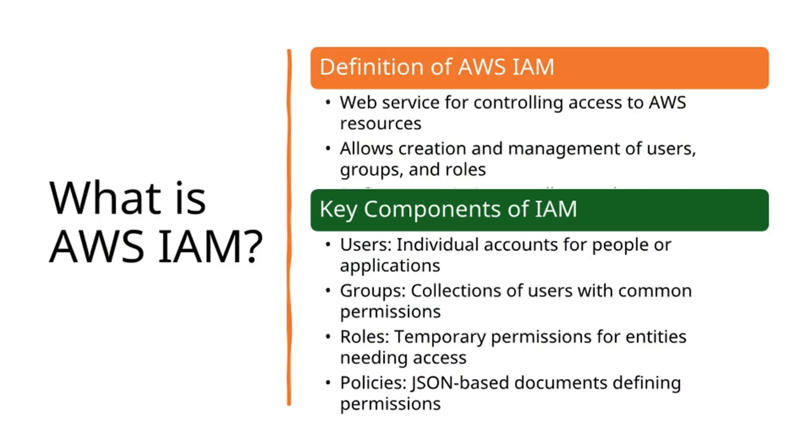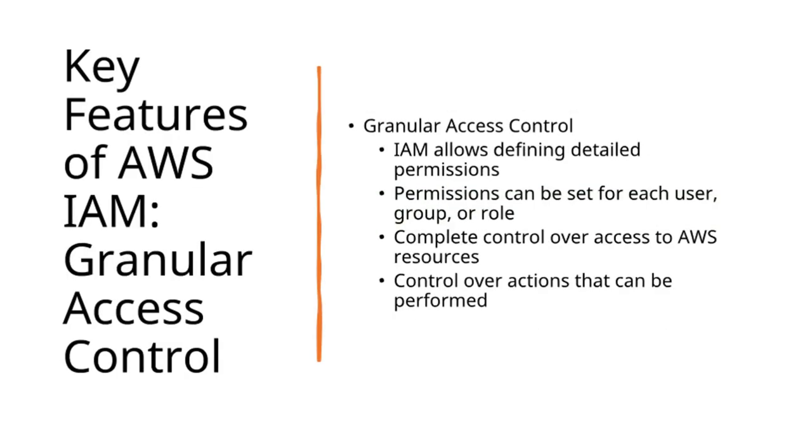AWS IAM is a web service for controlling access to AWS resources. It allows you to create and manage users, groups, and roles, and define permissions. Key components include users, groups, roles, and policies. IAM provides granular access control by allowing detailed permissions for users, groups, or roles. This ensures complete control over who can access AWS resources and what actions they can perform.